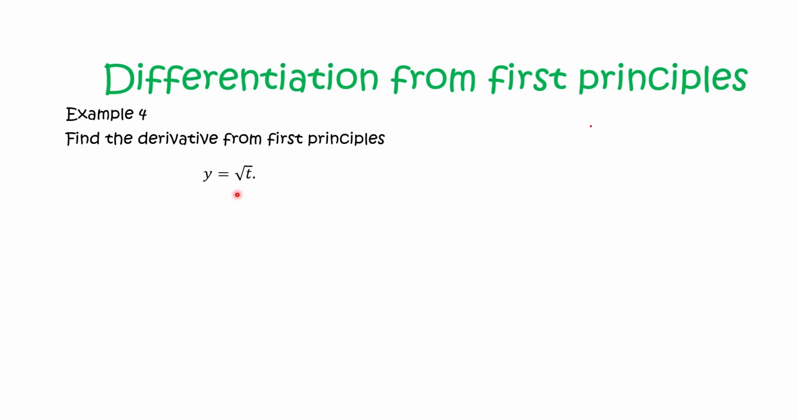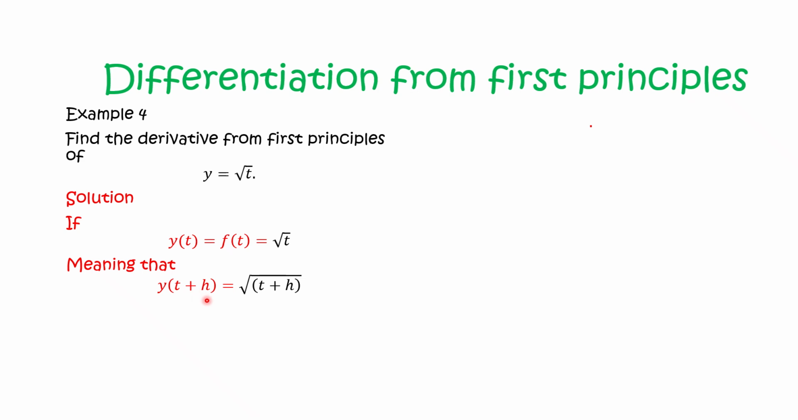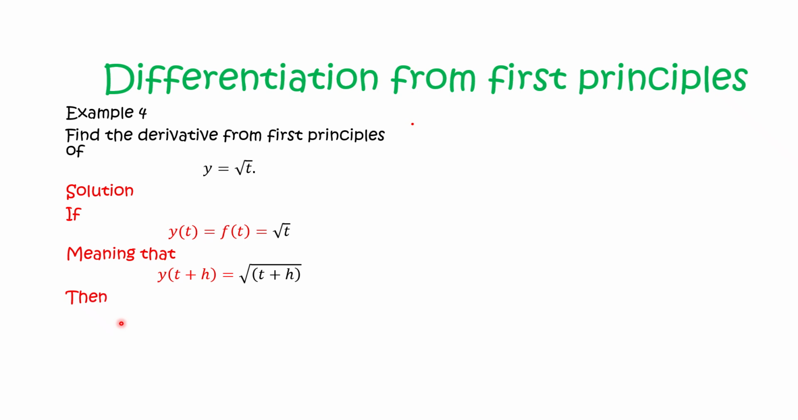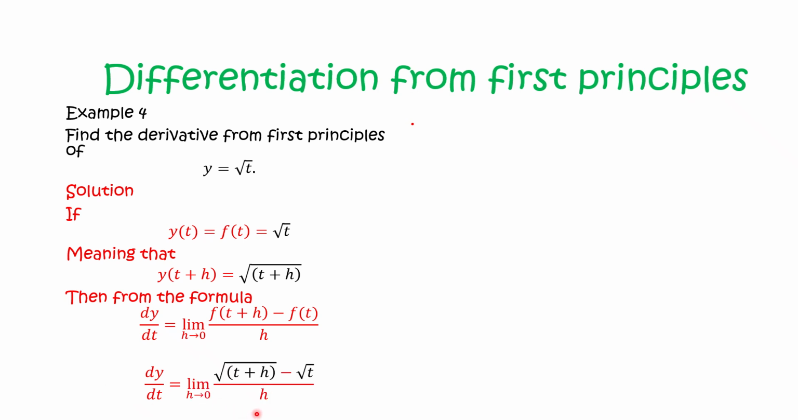Let's take a look at example 4. Find the derivative from first principles of y equals the square root of t. The solution, as usual: if y of t is equal to f of t, which is equal to the square root of t, this means that y of t plus h is equal to the square root of t plus h. Then, from the formula dy/dt as the limit of h approaches 0 of f of t plus h minus f of t all over h, we are going to have our dy/dt as that.